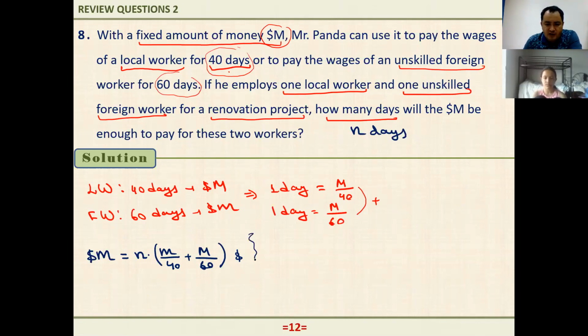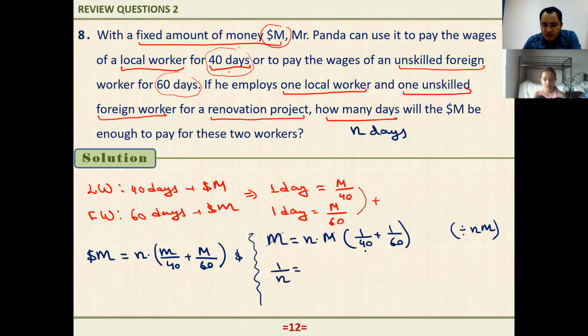Okay, then we just need to solve this. We know how to solve this equation, right? What is the common factor here? M, right? That's a common factor. I can take this out. Then here we have capital M equals N times, taking this M out, 1 over 40 plus 1 over 60. Now I can divide both sides by M, right? These are gone. And also I can divide both sides by N. If you divide both sides by N times M, this M is gone. What do we have here? 1 over N. On the right-hand side, we have this thing.